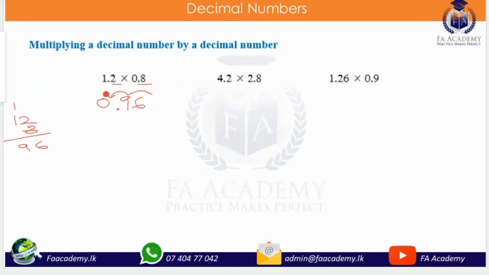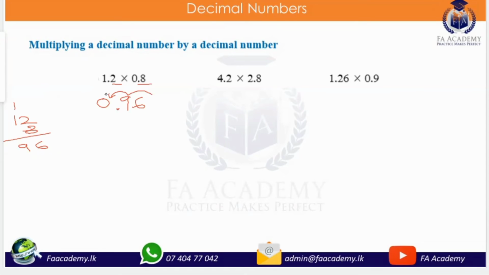What about the next one? Can you all try and drop me a message? Yeah, exactly. You all have got the idea. So 42 times 28. That's how you have to multiply.